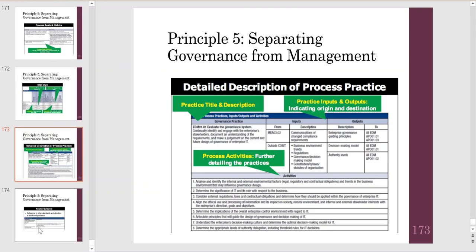Skip this one. This is what I was saying earlier. Since we are speaking about EDM 1, there is an input and there is an output here. When you focus on this one, the input is another process. It is here MEA3, and the output will be another process. It's here all EDM, APO1, APO3. So each process has an input. The input is another process. Each process has an output. The output is another process, and there's interaction usually between governance and management.